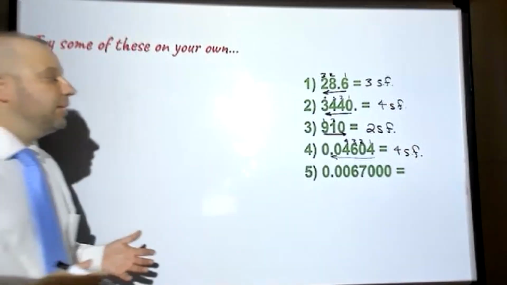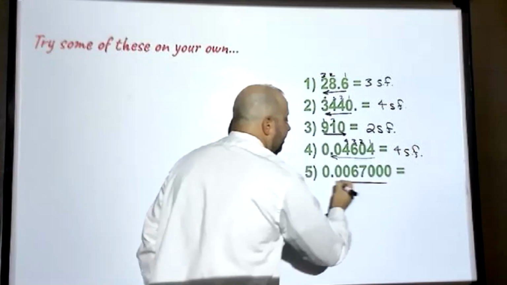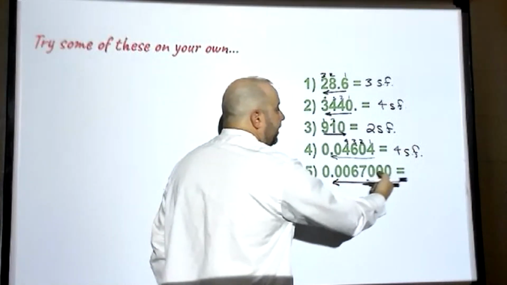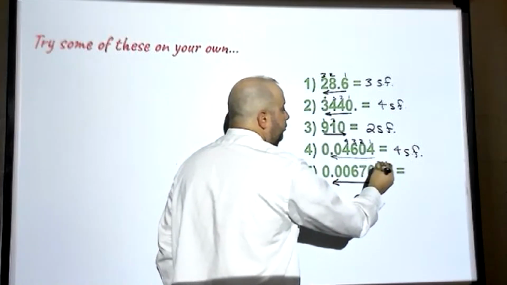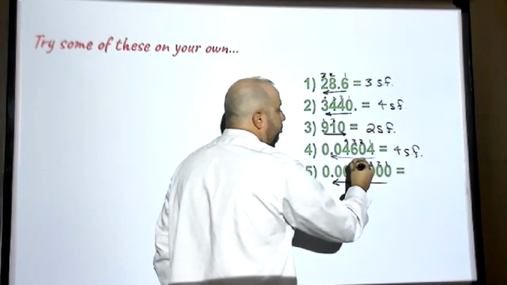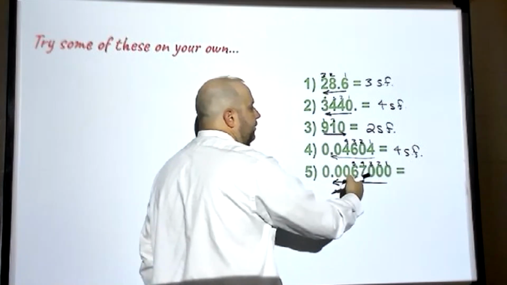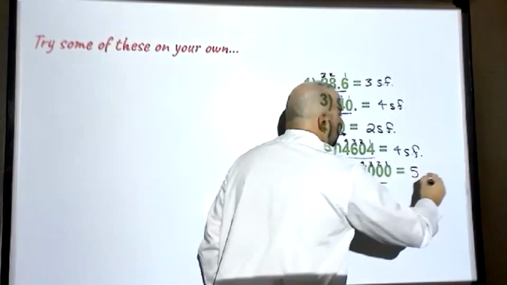And then finally with the last one. Again, we have a decimal place, so we're going to count in this direction. We're going to start over here. These zeros get counted because there's non-zeros in front of them. So 1, 2, 3, 4, 5. And we stop because everything to the left of that 6 is a 0. So we stop at 5 significant figures.